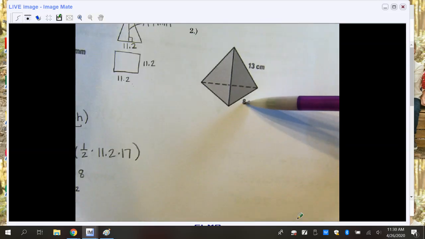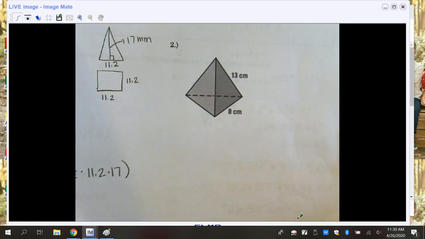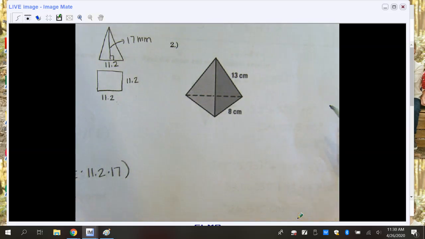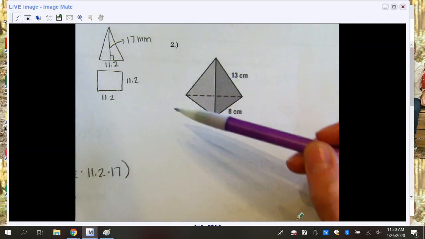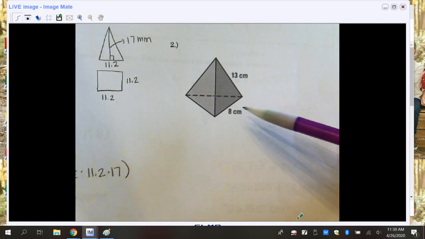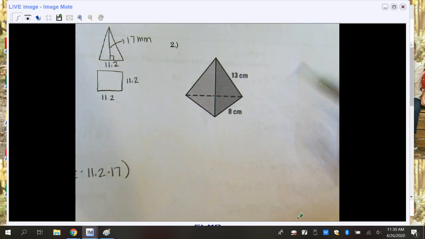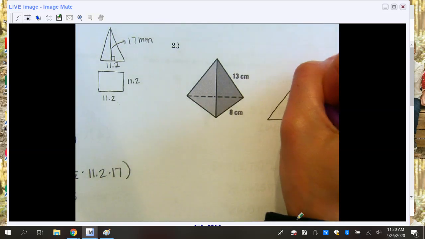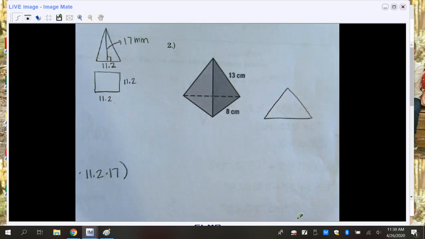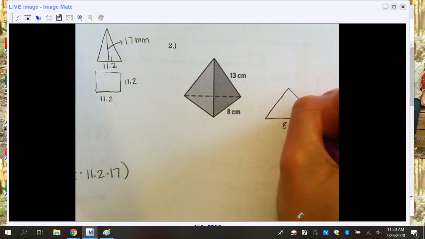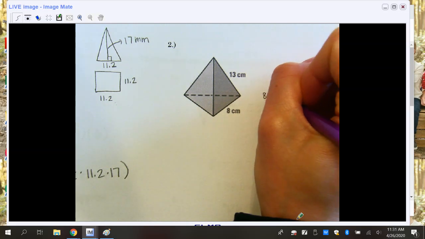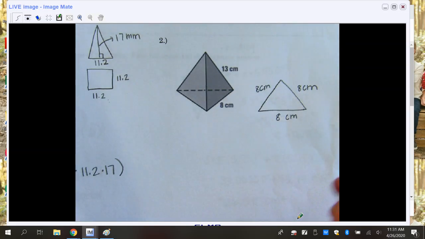All right, so this one right here is going to be a little bit different. And so I gave you guys a little bit of a break from the special right triangles. We're going to be bringing them back here because I can see that this base right here is a triangle. And since I told you that we are only working with regular bases, that means that all 3 sides are going to be 8 centimeters.